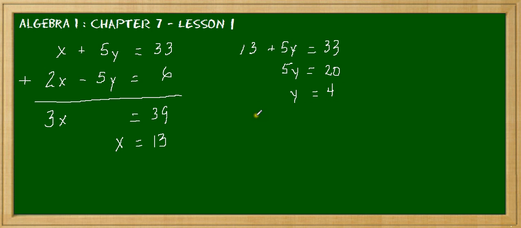So our answer for these two equations, what would be the one answer that makes both true? Well, that would be x being 13 and y is equal to 4. So that's our ordered pair. Again, we're not graphing these yet.